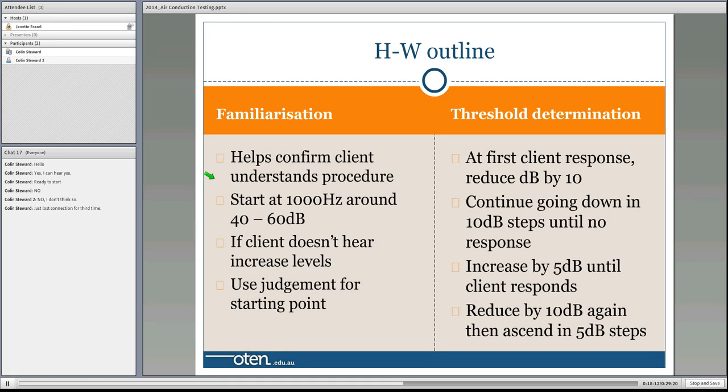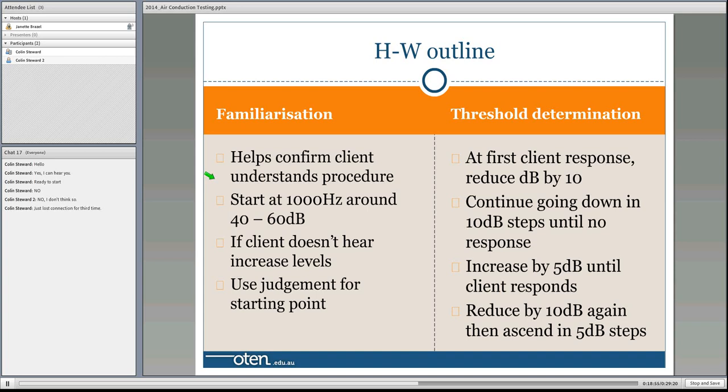Okay, after you've interviewed your client, if you've had to raise your voice a fair bit during the interview, you might think, well, I'm going to need to start a bit louder than 60 decibels. Okay, so let's say we've put a sound in at 60 decibels and the client hears that. Great. So what we're going to do is reduce our decibel level by 10 each time we go down. So we're going to drop it from 60 decibels to 50 decibels, and then they still hear, so we go down another 10 decibels to 40 decibels, and they still hear, so we go down another 10 decibels to 30 decibels. And you keep going down until they don't hear anymore.